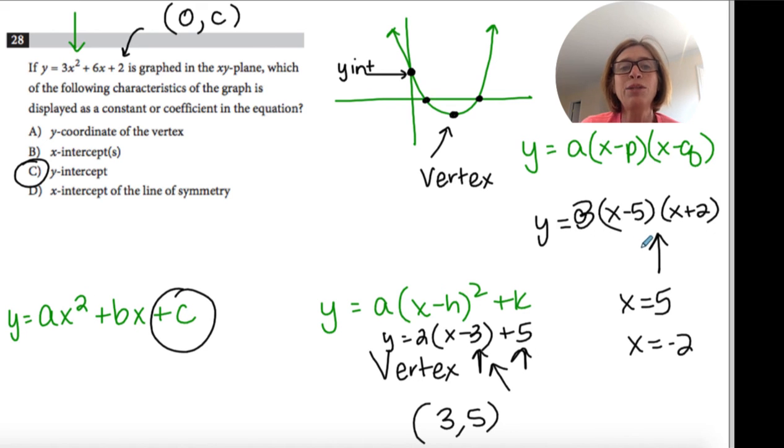So that's what they mean by which characteristics of the graph are displayed as constants or coefficients in the equation. Not a hard question, although it's question number 28, and you just have to know what they're asking you for. So hopefully when you see this type of question on a test, you'll know what to do.